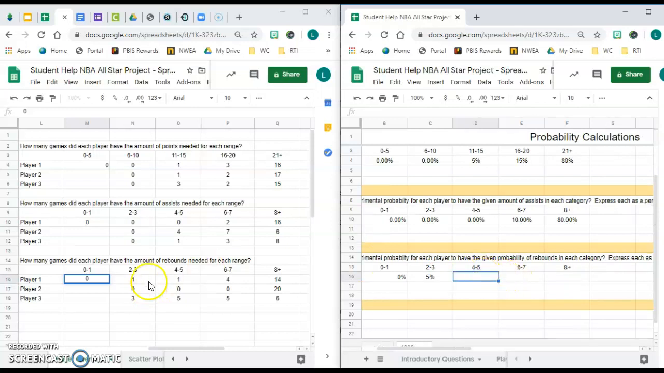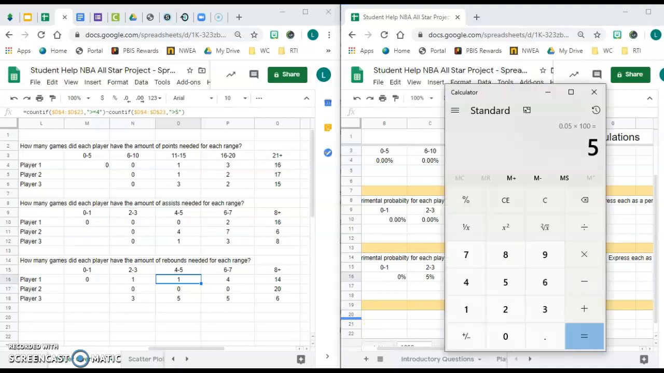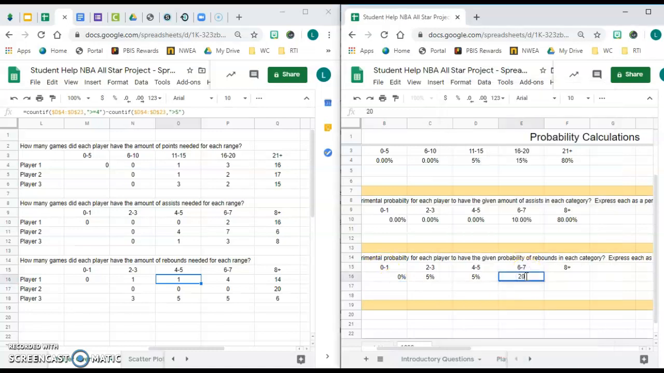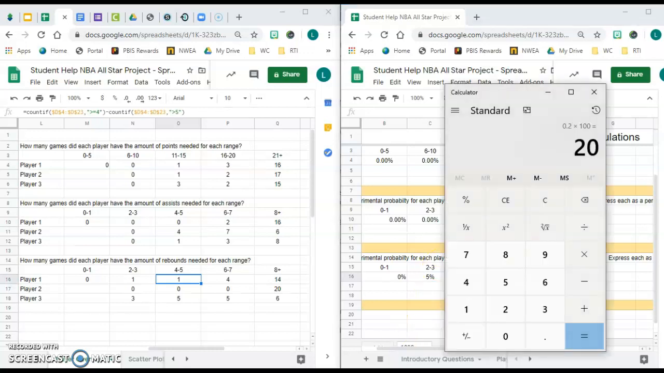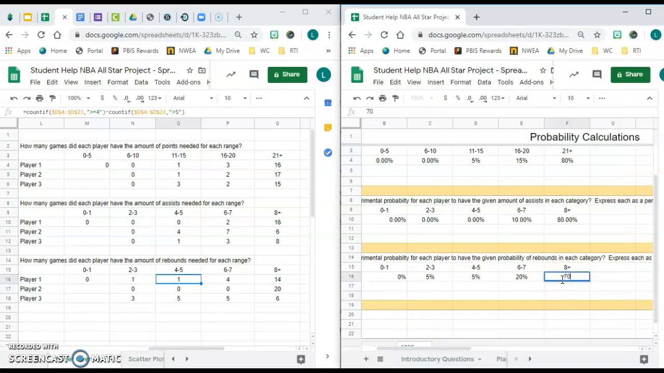So this one between 4 and 5, we had 1 again, and so anytime that a number repeats, we know it's going to be the same percentage. So now we have a 4. So 4 divided by 20 times 100, we get 20. And then 14. So 14 divided by 20 times 100, we get 70. So we have 70%.